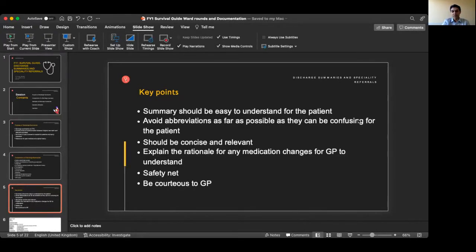Again, try to do as much as you can in the hospital, because GPs don't have as many resources or access to resources as we do in hospitals. So try to refer to specialities on discharge if you can, and even blood tests. Try to print blood forms and give them to patients. But you can request GPs to do some things, but request it kindly, please.